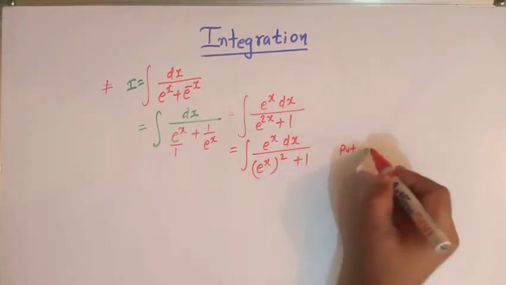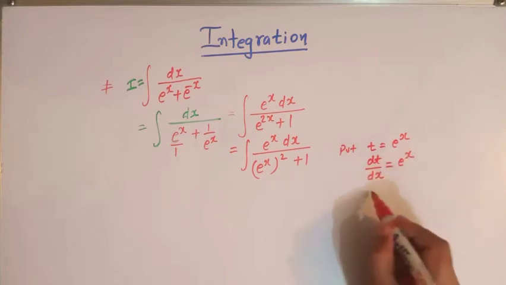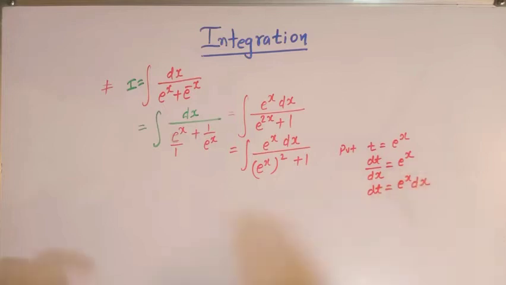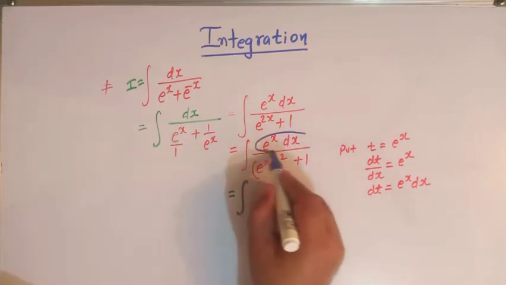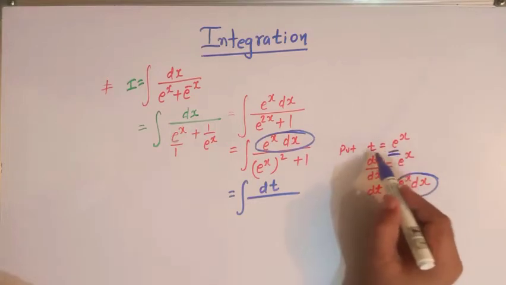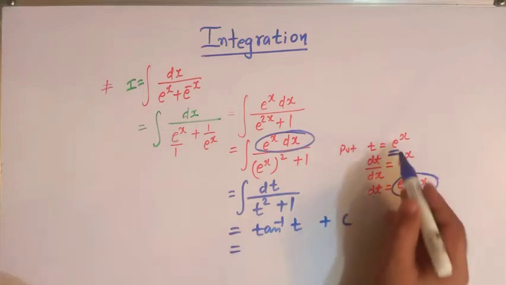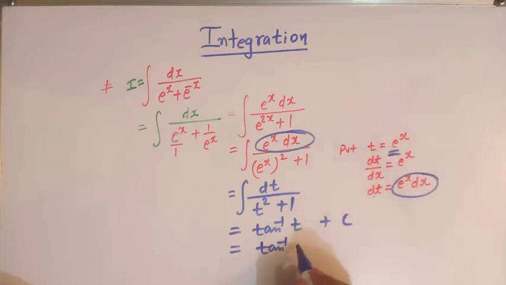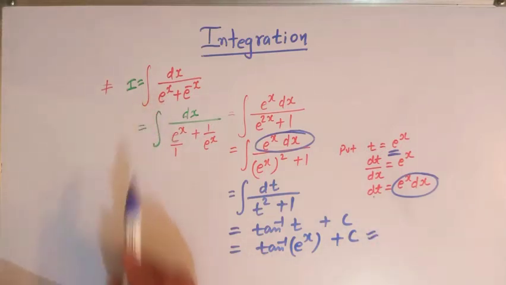Now if we put say t is equal to e raised to x, we have dt over dx is equal to e raised to x, so dt can be written as e raised to x dx, right? Now this integral becomes, for e raised to x dx we can write dt, and for e raised to x we can write t, so this is dt over t square plus 1, and we know that the integral of 1 over 1 plus t square is tan inverse of t plus c, right? And for t we can write this value, that is tan inverse of e raised to x plus c. So this is the required integral of this function.